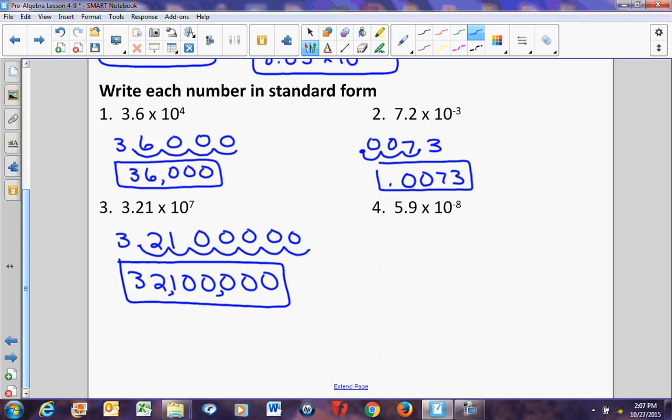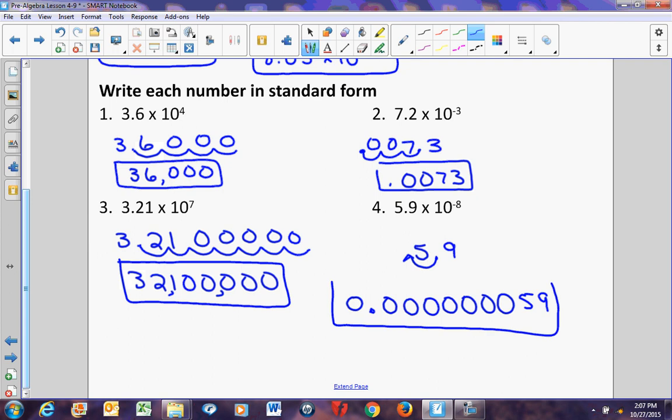Number 4, 5.9 times 10 to the negative 8th. Big difference. So I have my 5.9. I need to move my decimal point left 8 places. 1 place gets it in front of the 5, which means I need 7 more zeros in front of that. So 1, 2, 3, 4, 5, 6, 7, 5, 9. And you can put a 0 in front of the decimal point. A lot of people do, or you don't have to. It does not change the number if you do or don't have that 0 in front of the decimal point.